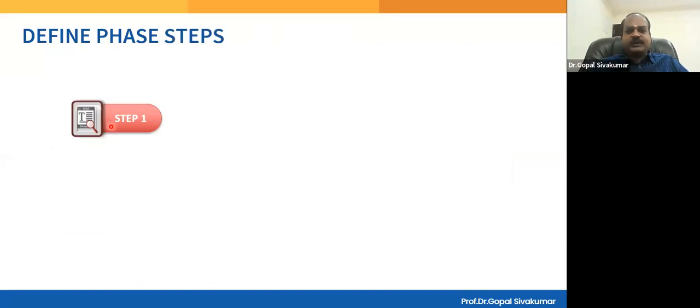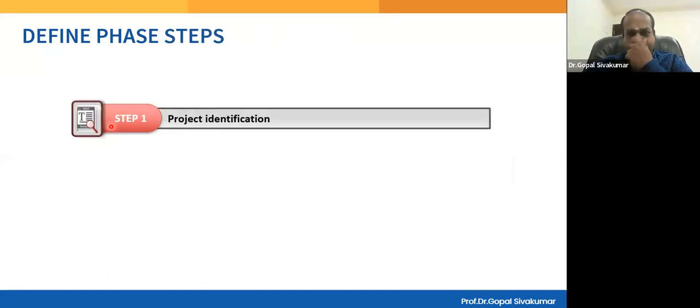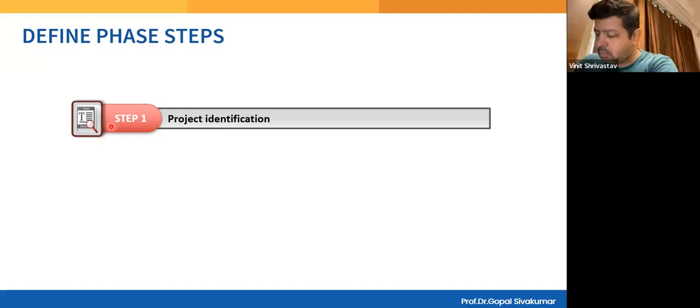Okay. So, define phase step. First step, project identification. Yesterday itself, I have spoken enough. How will you identify a problem? Based on voice of the customer. Customer complaints are one good source. Hope all of you understand. Customer complaints are one good source of project identification.